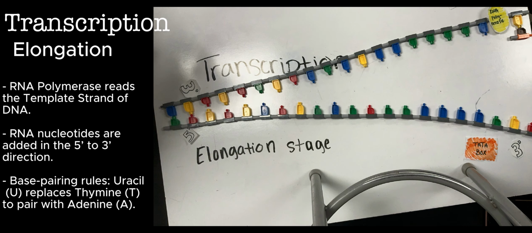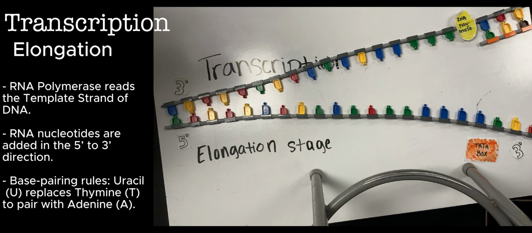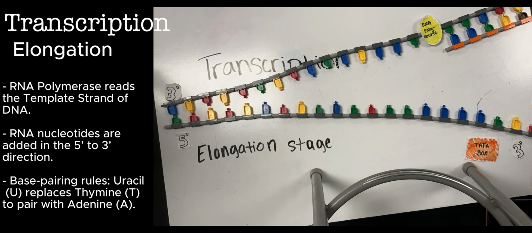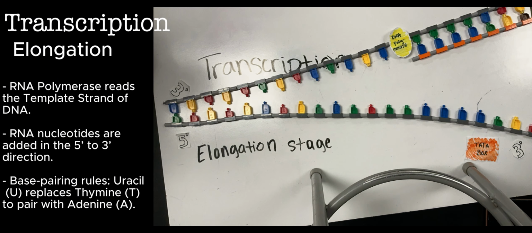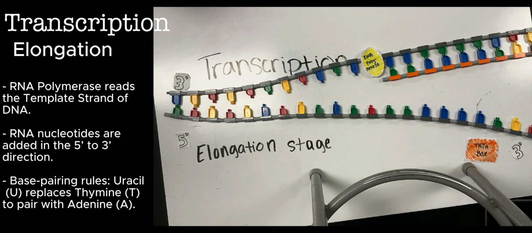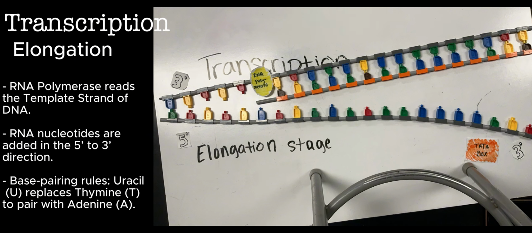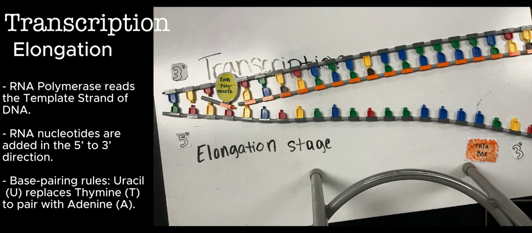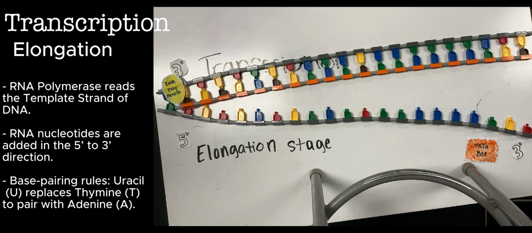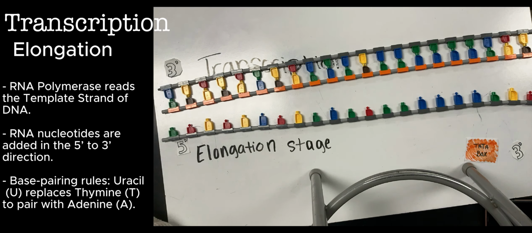Now, RNA polymerase moves along the template, reading the DNA bases to build a complementary mRNA strand in the 5' to 3' direction. Note that in RNA, uracil replaces thymine to pair with adenine. The polymerase also assembles the sugar phosphate backbone as it goes.